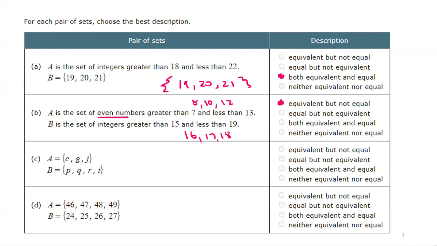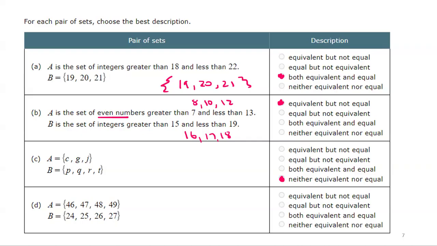Okay, C. We have CGJ, and then B is PQRT. All right, and a lot of people are saying good. Yes, so they are neither equivalent nor equal. Okay. And then the last one here.